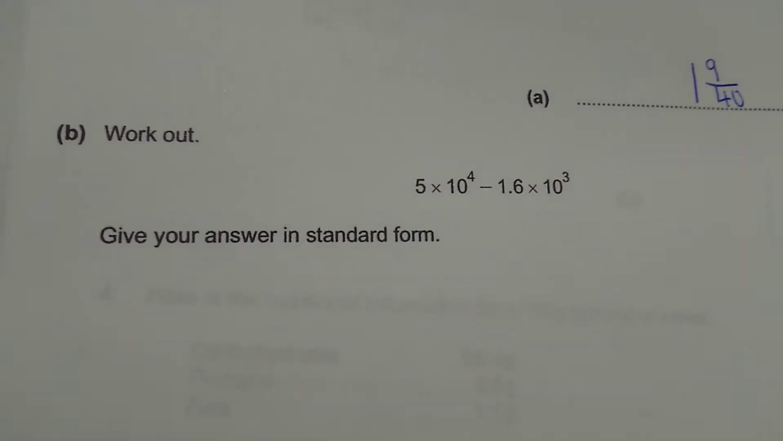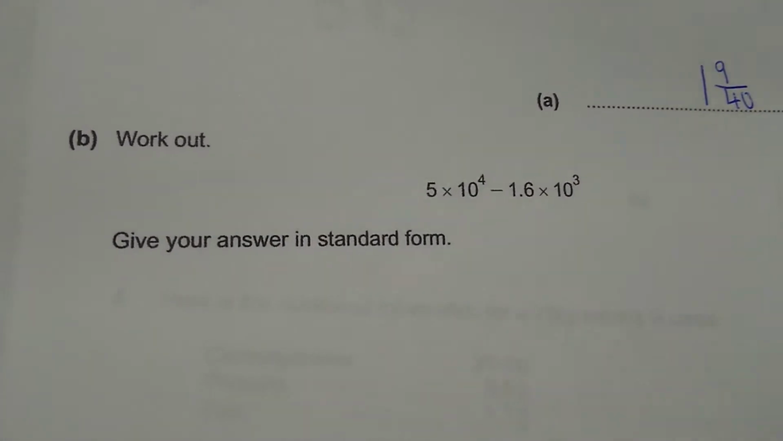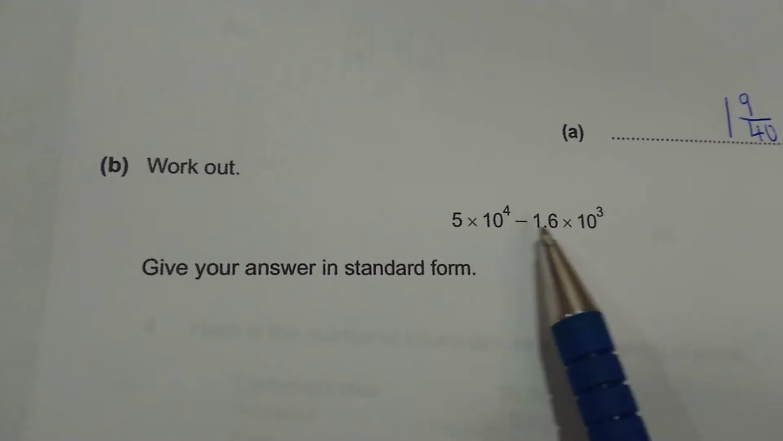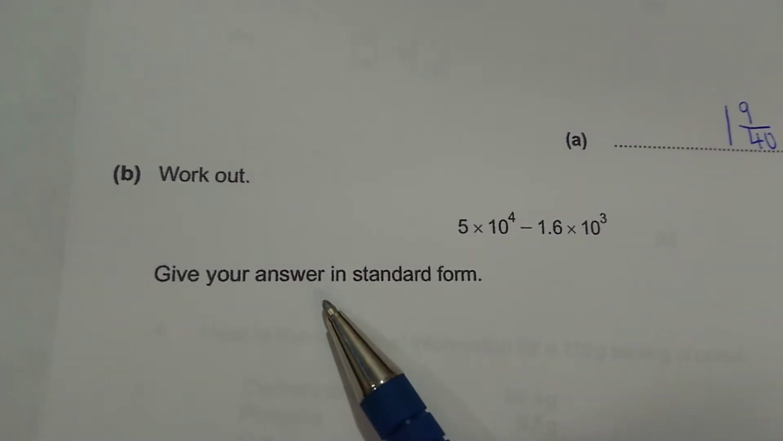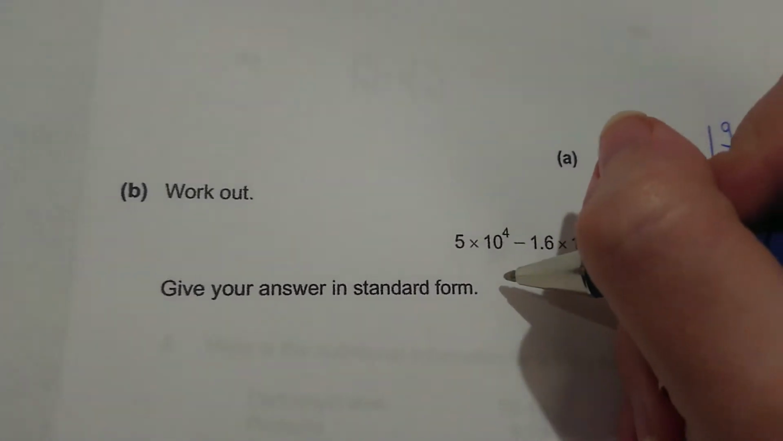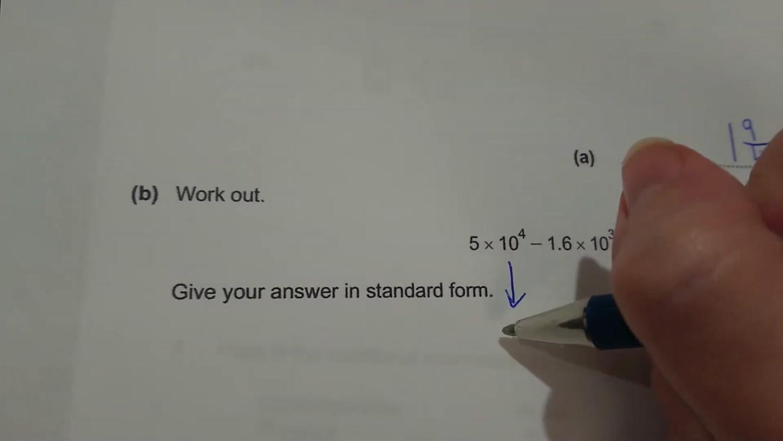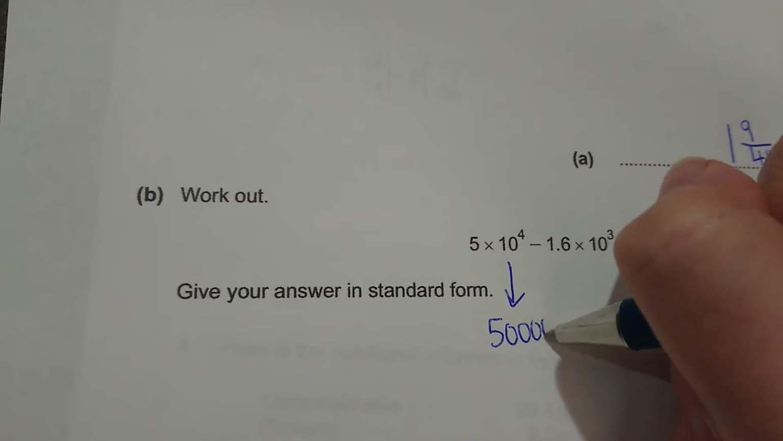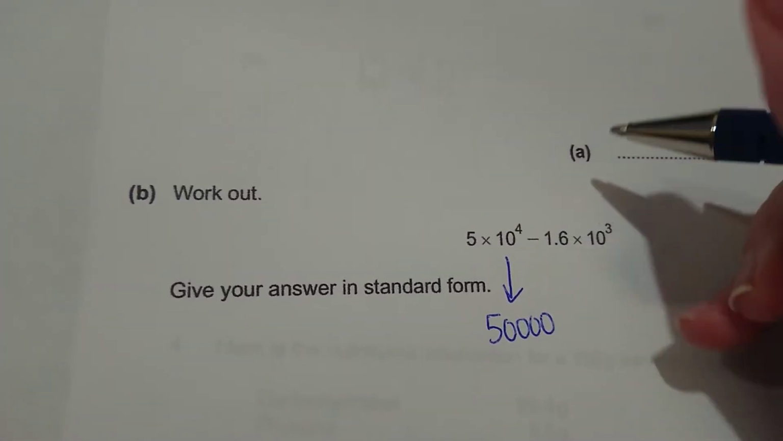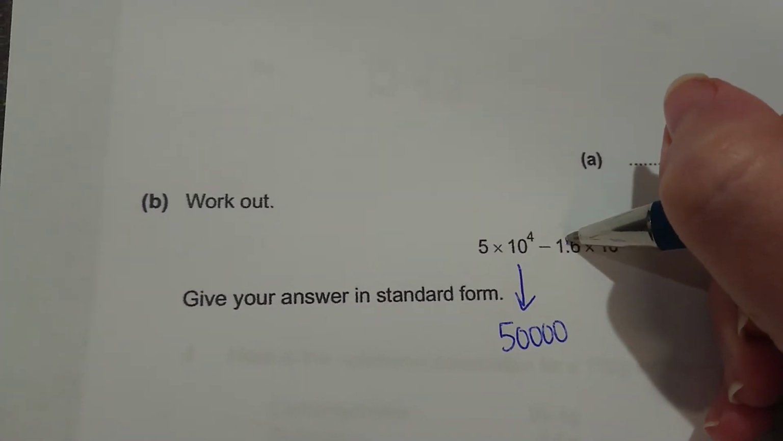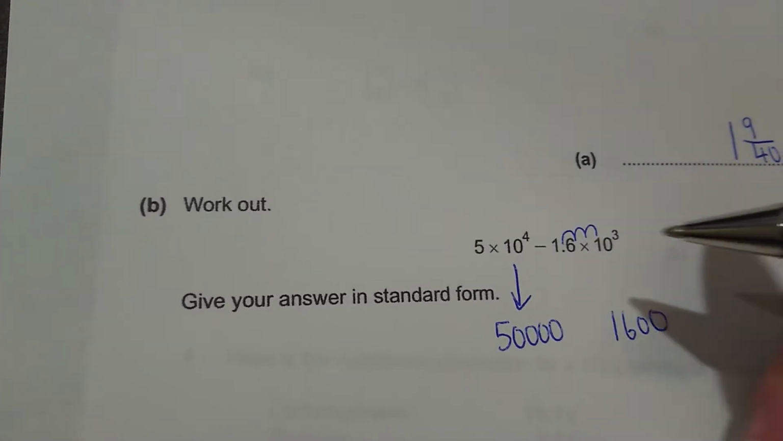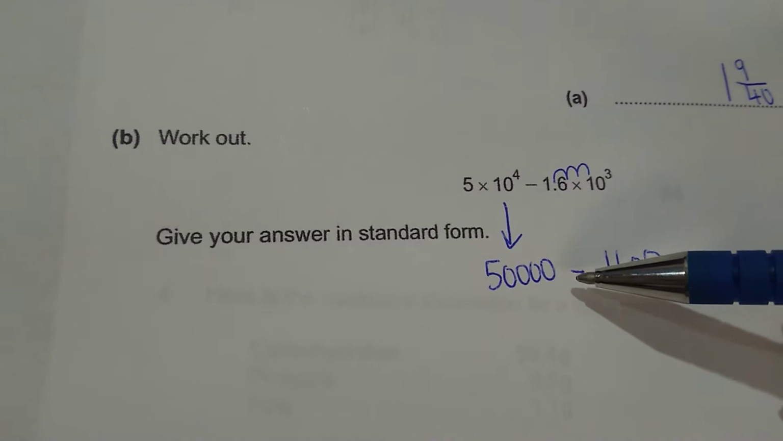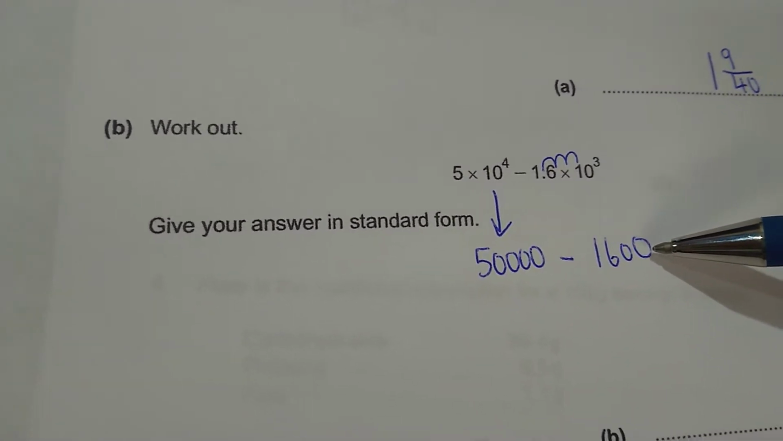Part B, so adding or subtracting in standard form, you need to make sure you work out the numbers as ordinary numbers, work out what the calculation is, and then you'll put your answer back into standard form. So 5 times 10 to the 4 is 5 with 4 zeros after it. And 1.6 times 10 to the 3, if we move that 3 to the right, it's going to go 1, 2, 3. So that is 1,600. So we need to do 50,000 minus 1,600.